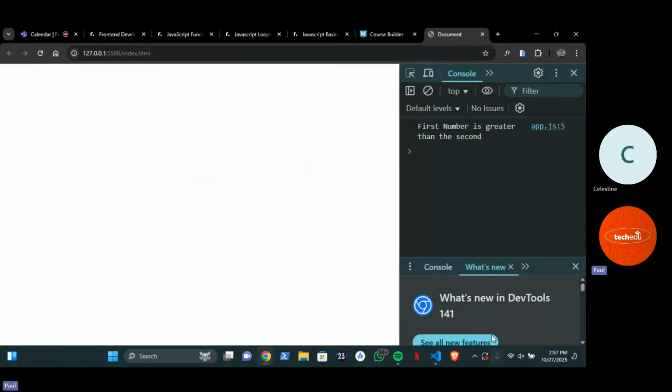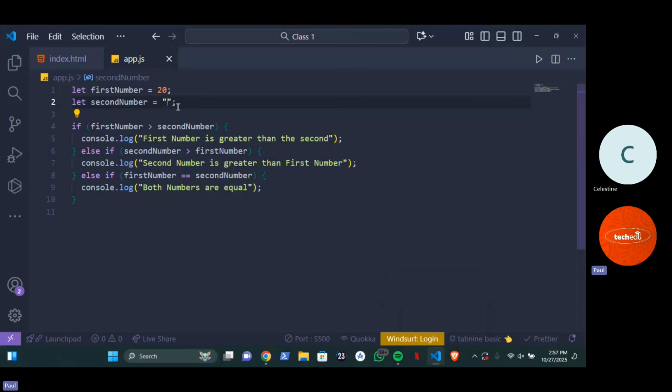First number is greater than the second. Okay, it's automatically seeing this as 0, you understand? So that's basically what we're saying. Okay, let me try something else. I'm trying to think of something that we can do now.